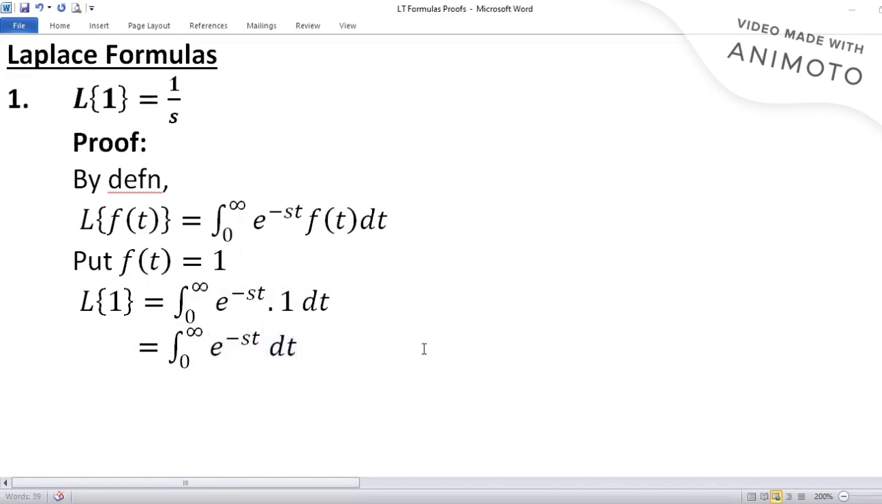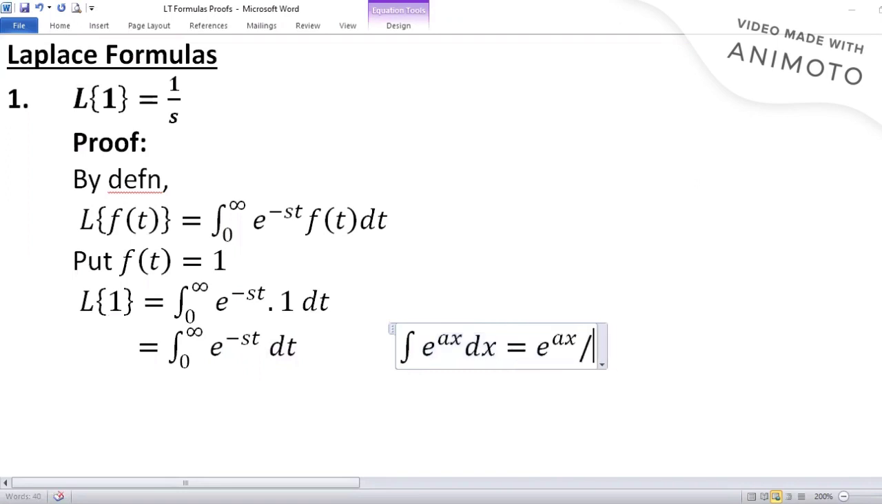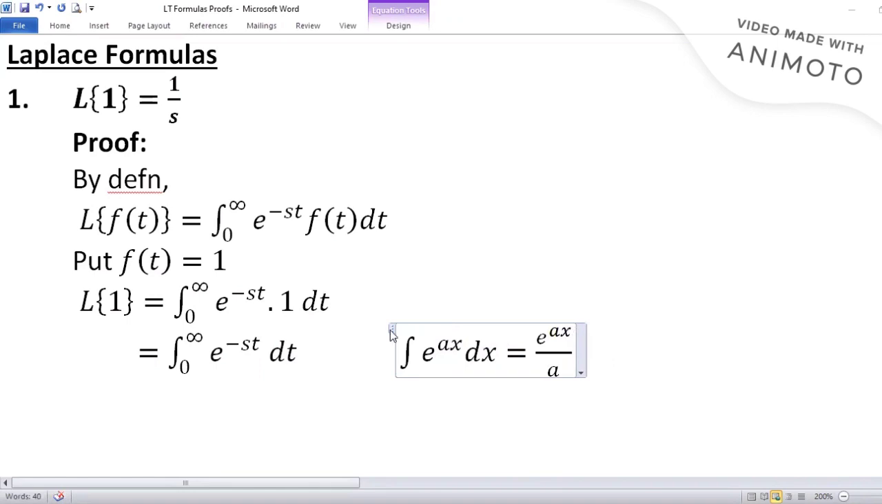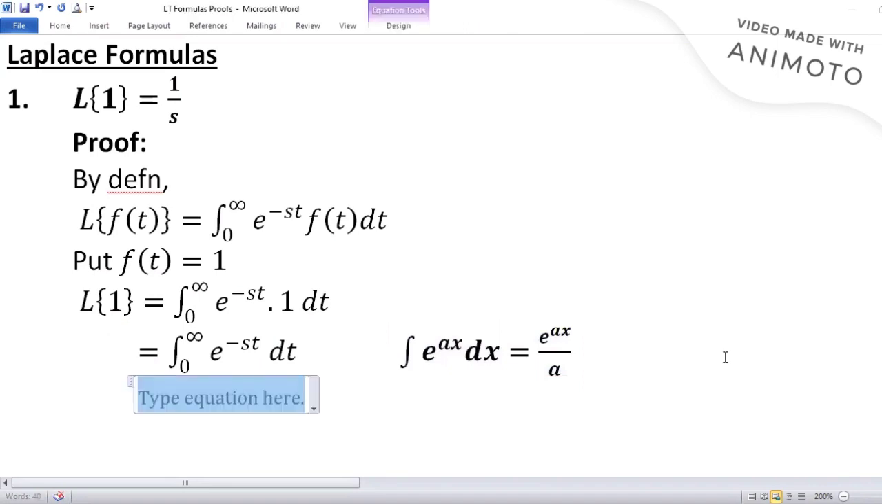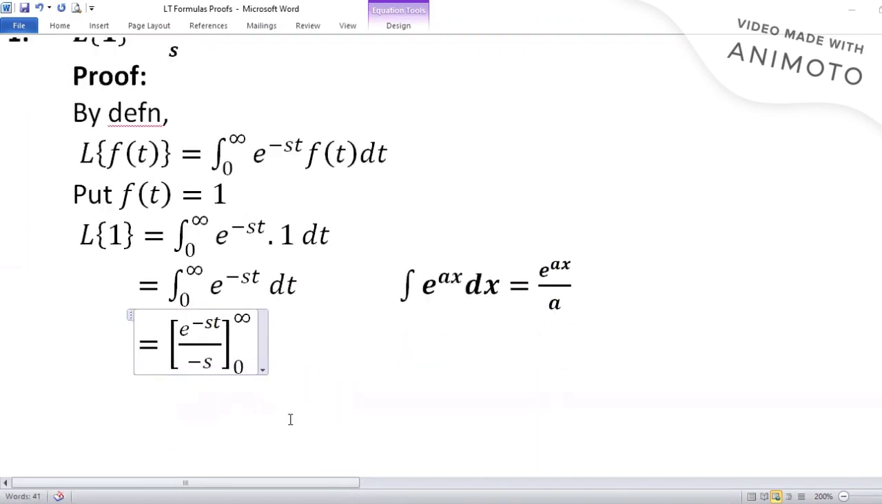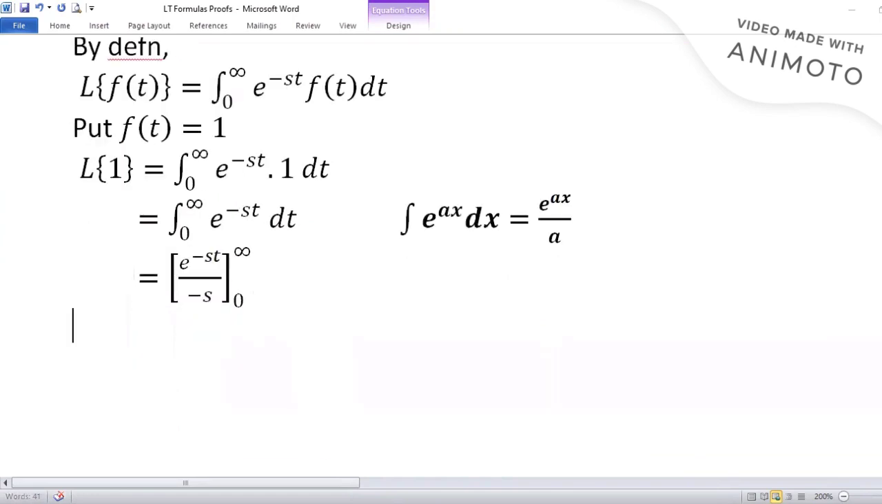Then we must know the basic integration. Integration of e raised to ax dx is equal to e raised to ax upon a. We must remember this integration, and we are going to base our integration on this. So we are going to write now the integration of e raised to minus st as e raised to minus st upon minus s, with limits 0 up till infinity.